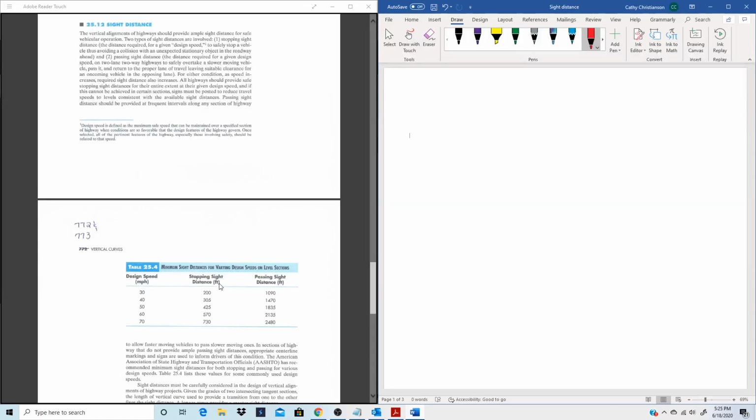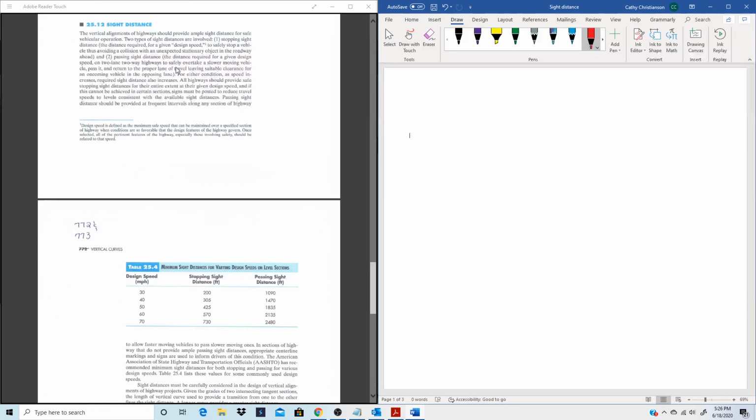So this is AASHTO's chart, and AASHTO is the American Association of State Highway Transportation. If you were going a design speed of 50 miles an hour, you would need 425 feet for stopping, and you would need 1,835 feet for passing. Passing, on a two-lane highway, is for you to overtake a slower moving vehicle, pass it, and return to the proper lane of travel.